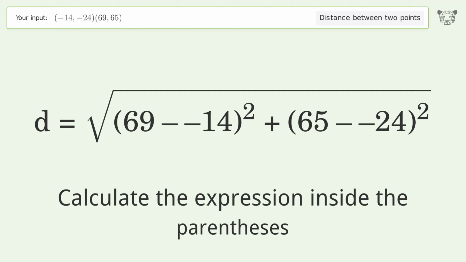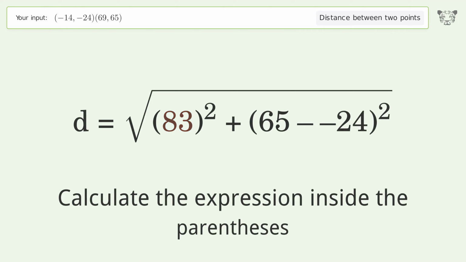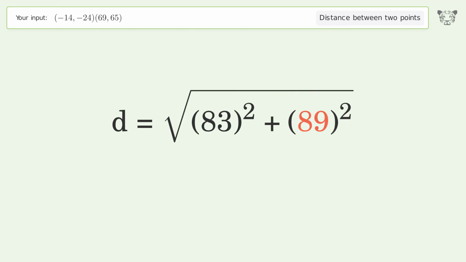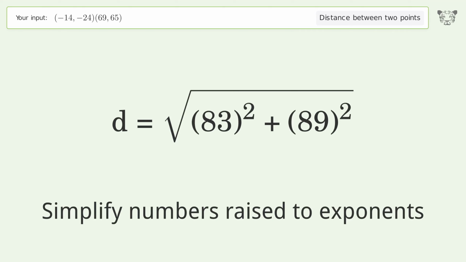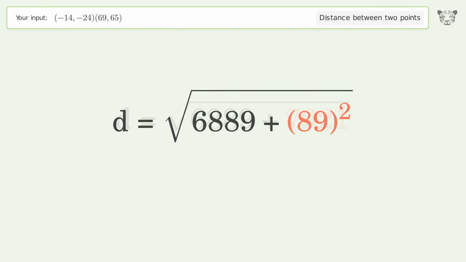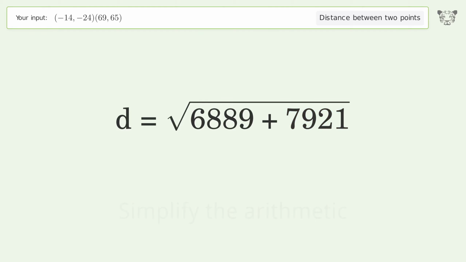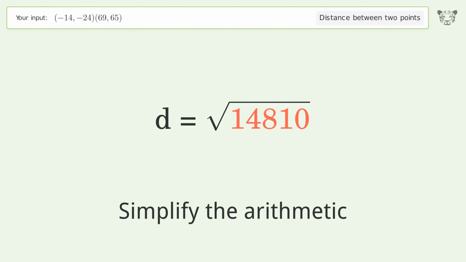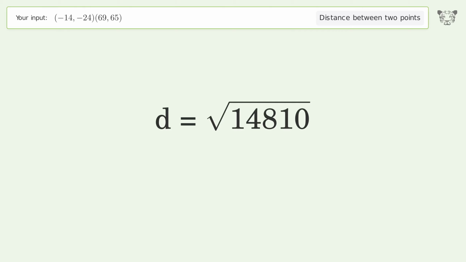Calculate the expression inside the parentheses. Simplify numbers raised to exponents. Simplify the arithmetic. And so the distance between the 2 points is the square root of 14,810 or 121.696.